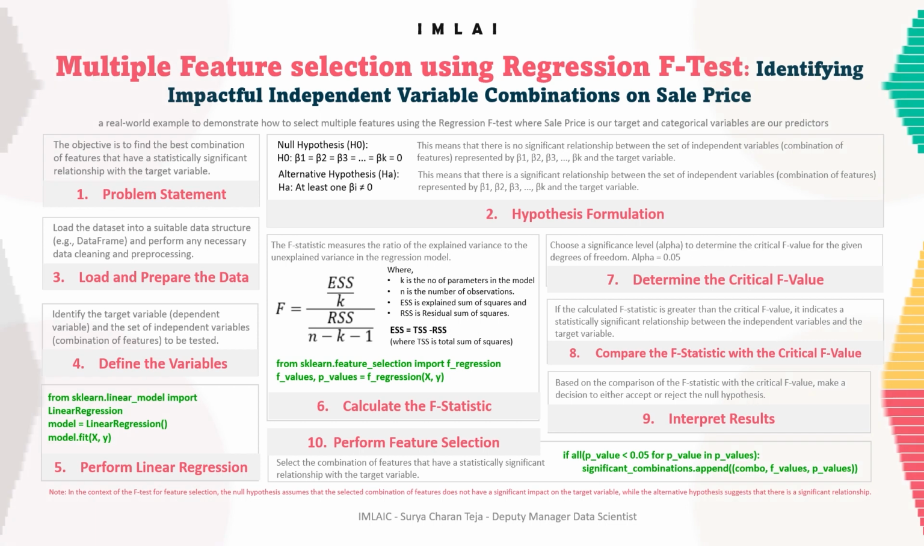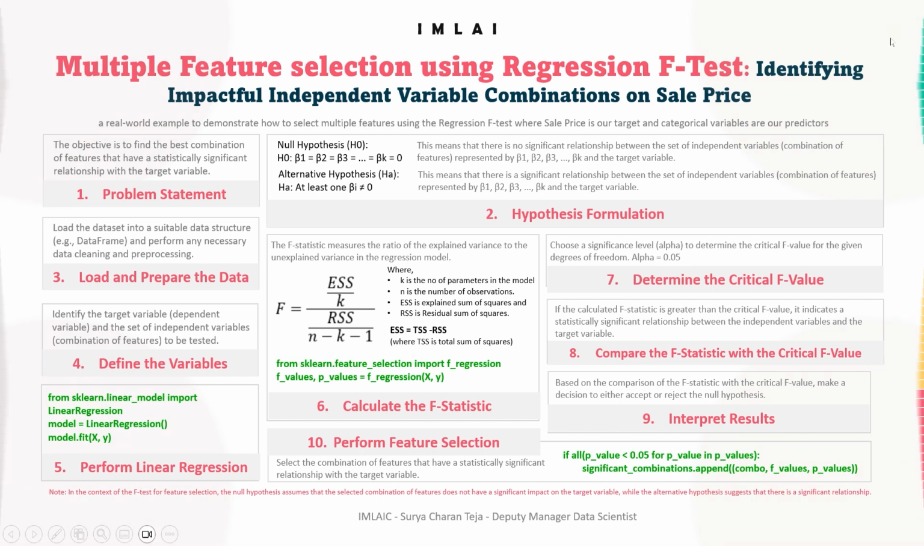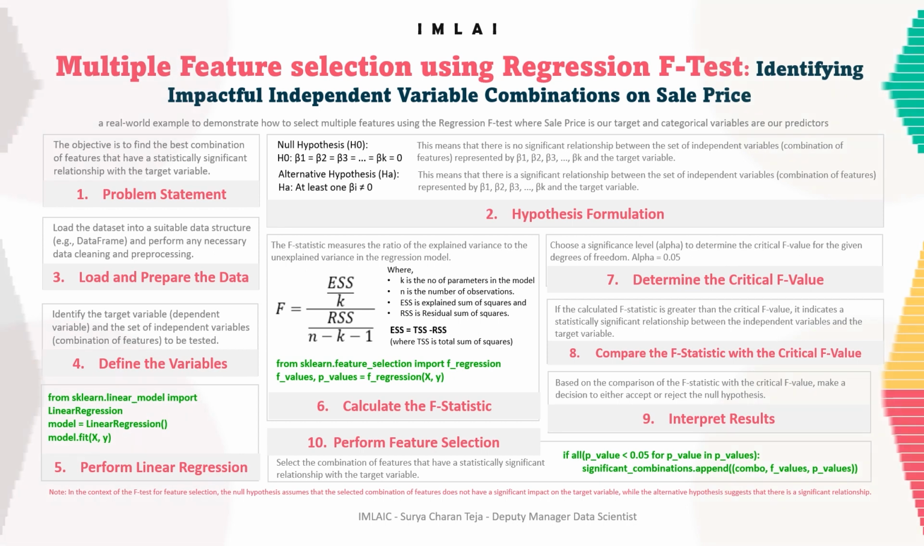In the context of the F test for feature selection, the null hypothesis assumes that the selected combination of features does not have a significant impact on the target variable, while the alternative hypothesis suggests that there is a significant relationship. So here, as a conclusion, before we go on to optimizing the feature selection, we reject the null hypothesis, because our null hypothesis says that there is not even one combination with a significant relationship with the target variable, whereas our alternative hypothesis says there is a significant relation, at least one has a relationship.